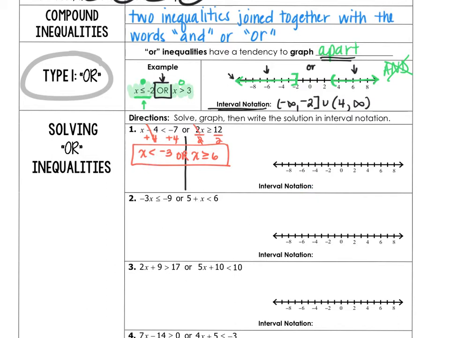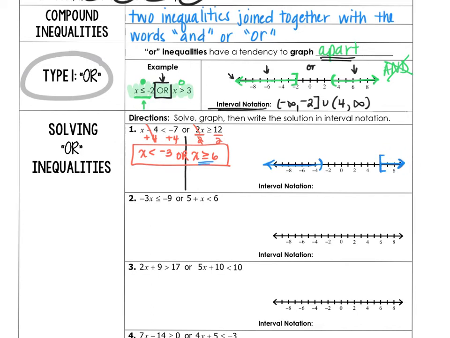So x is less than negative 3, that's a parentheses on negative 3, and x is smaller than negative 3, so that's these numbers. And x is greater than or equal to 6, that's a bracket on 6, and x is bigger than 6, that's those numbers. This was an or problem, so it's not a surprise that we have a gap in the middle. X is either smaller than negative 3 or x is bigger than or equal to 6.